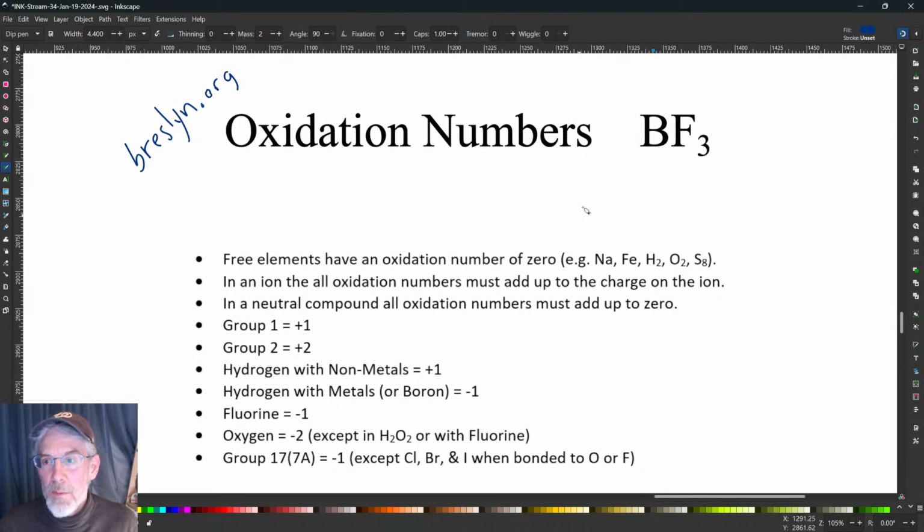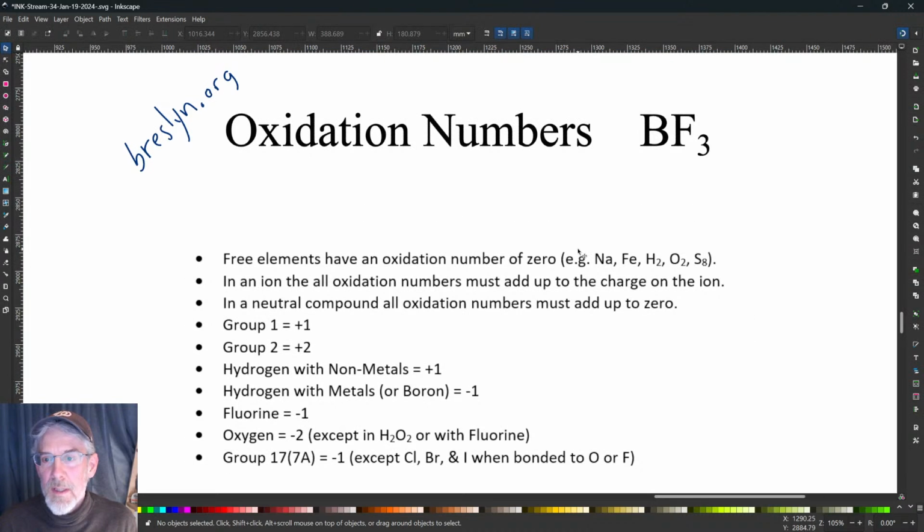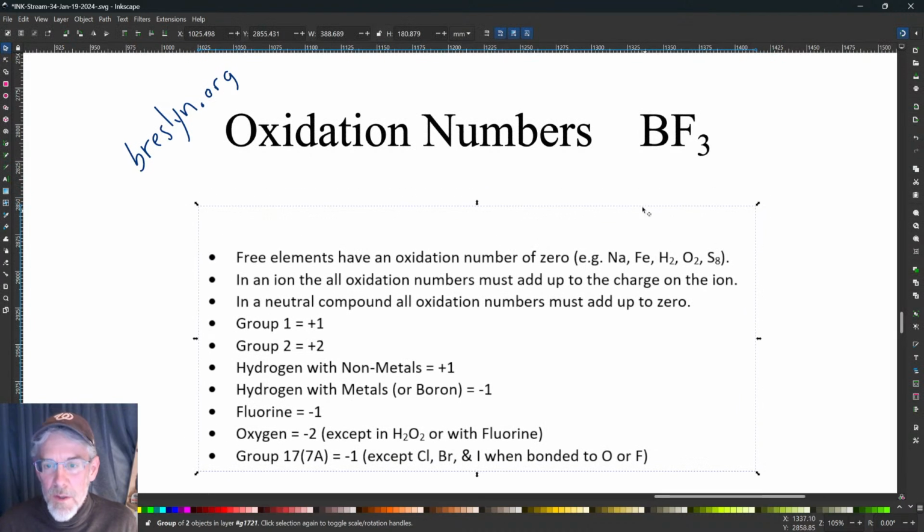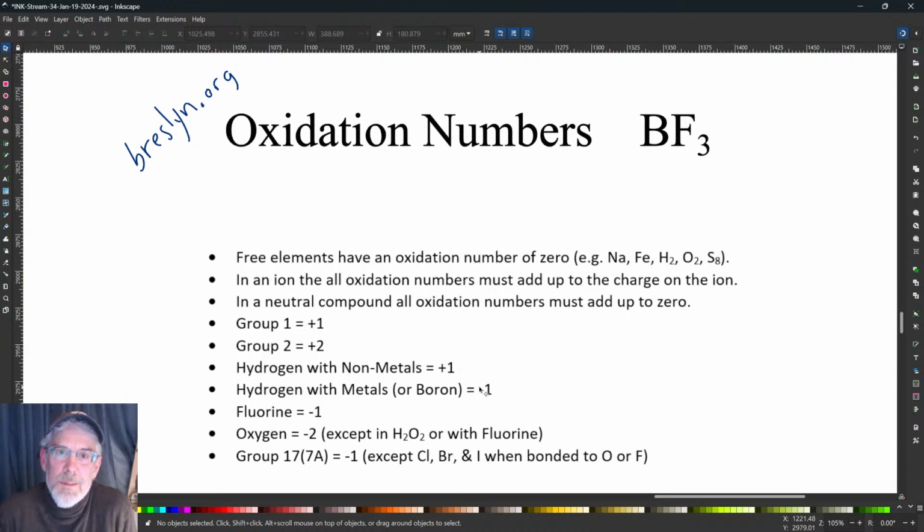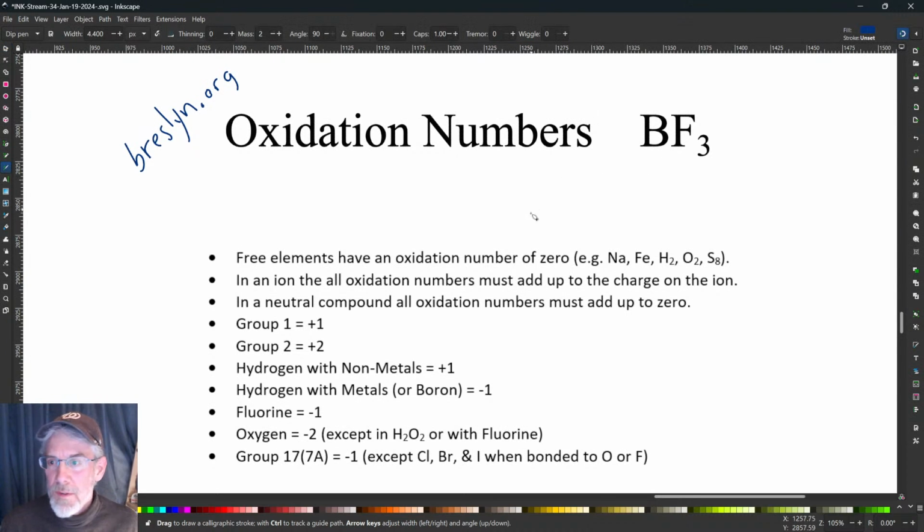So let's do the oxidation numbers here. These are the rules, and that's what makes oxidation kind of good and bad. There are a lot of rules, but if you know the rules, it's pretty easy, right? You just follow rules. So let's follow some rules. Free elements. That would be something like Na or Fe or H2, just one type. We don't have that. And we don't have ions because there's no negative or positive, so it's not an ion. But it is a neutral compound.